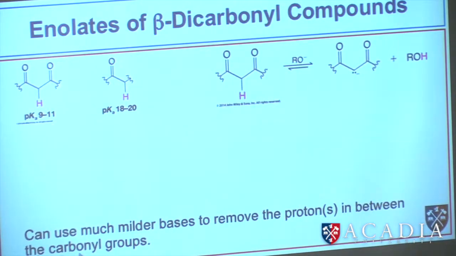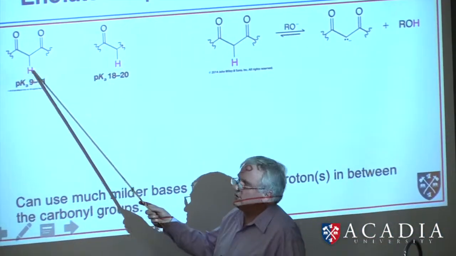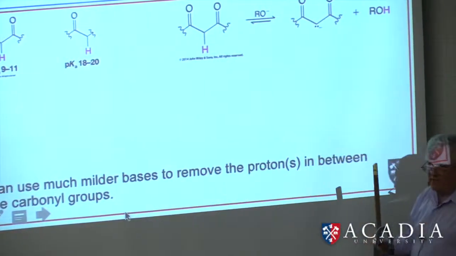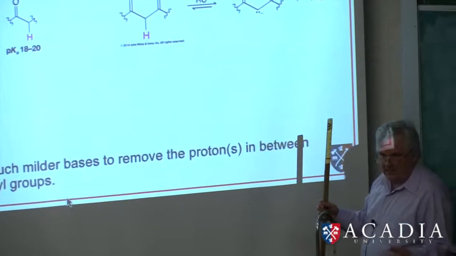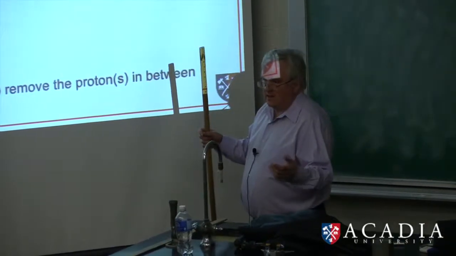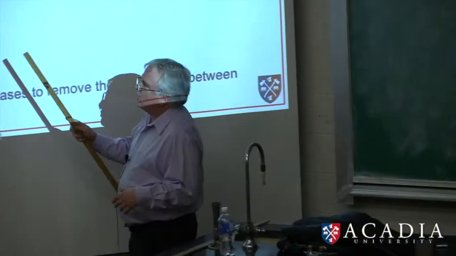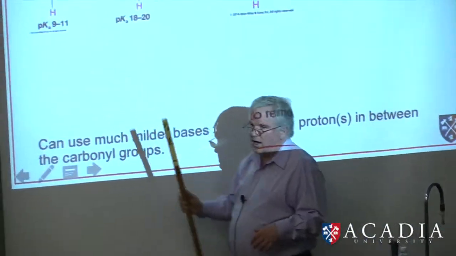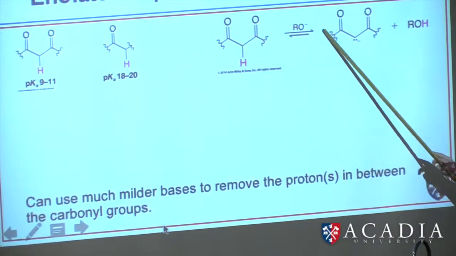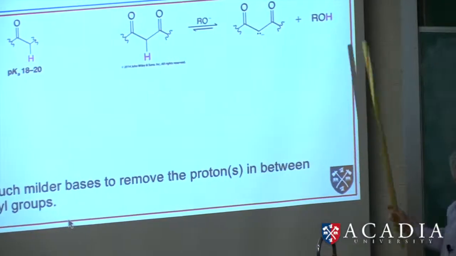So enolates of beta dicarbonyl compounds, we've already discussed that they're considerably more acidic. The nice thing about that, of course, is that now we don't have to use things like lithium diisopropylamide. We can use alkoxides. Ethoxide's conjugate acid is ethanol, and its pKa is around 16. So it should be a strong enough base that it'll pull this proton off and make that reaction go to completion. We can just use alkoxides to make this. This goes mostly to completion.